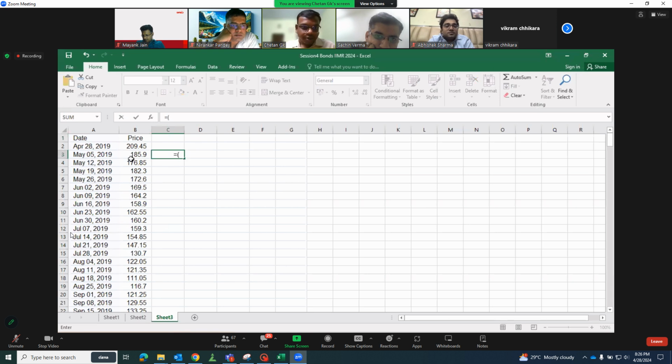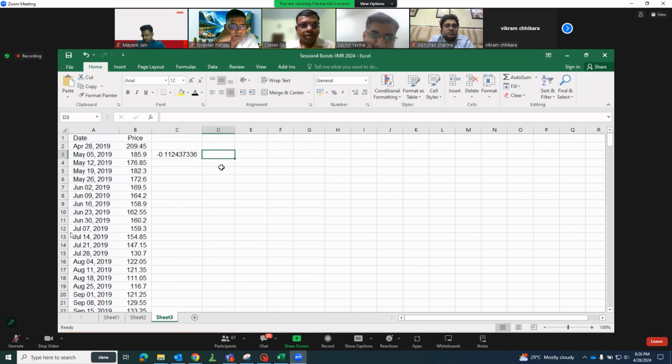You know it, right? This is the ending price minus beginning price. So 185.9 minus 209.45, close the brackets, divided by beginning price. Have you understood what I did? Yes, understood, sir. Today's price minus yesterday's price divided by yesterday's price. Which means I am taking a weekly return, because these are the weekly prices, right? Understood, everybody? Shall I move on?